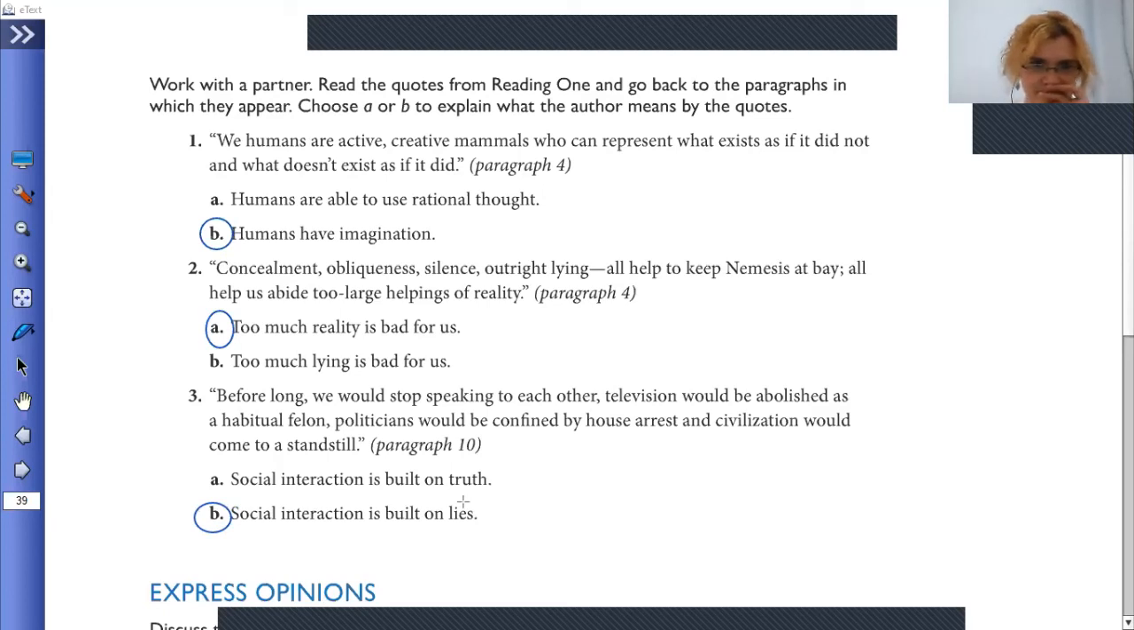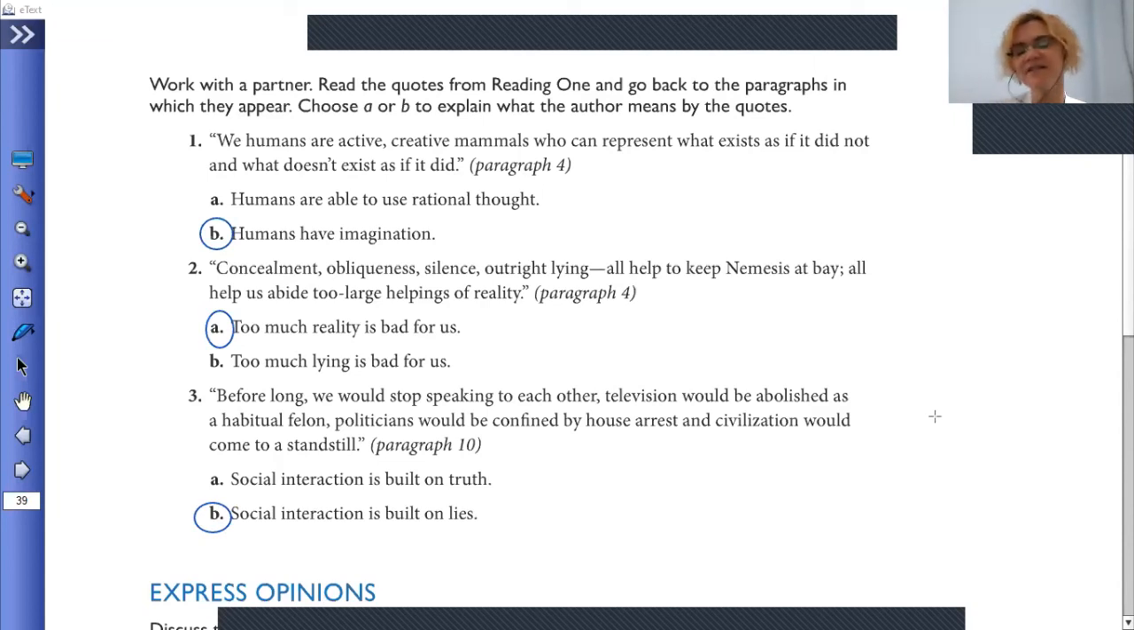Definitely. How did you get that though? I don't know, it's my feeling. Okay, cool. I think it's the sentence, because they talk like if we're telling the truth, we would stop speaking to each other, and politicians would be arrested. I think from that sentence. Yeah, very good. So basically, definitely it is B.